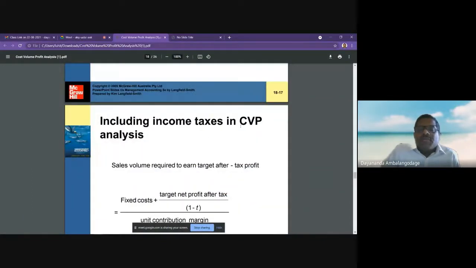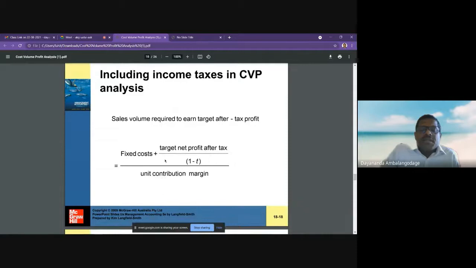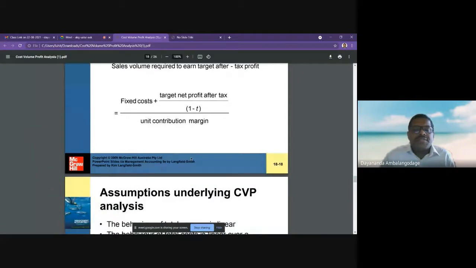Then including income tax in CVP analysis: when there is a target net profit after tax, you have to convert it to before tax. That's why you divide by 1 minus t. Then everything is divided by unit contribution margin, and you get the break-even if there is a tax element, if the target profit is given after tax.